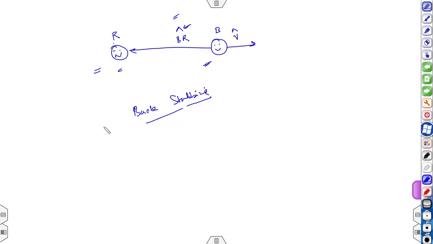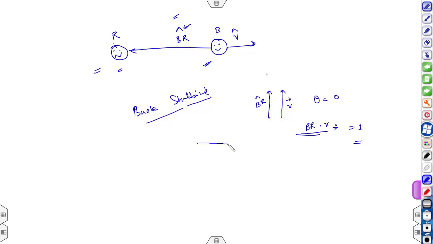Suppose both vectors are in the same direction. It means both characters are facing in the same direction. In that case theta will be 0, so the value of BR dot V will always be equal to 1, because cos 0 is 1. So if the dot product of two unit length vectors is 1, both are facing in the same direction.